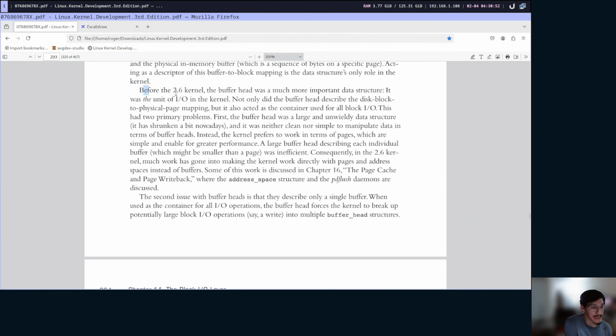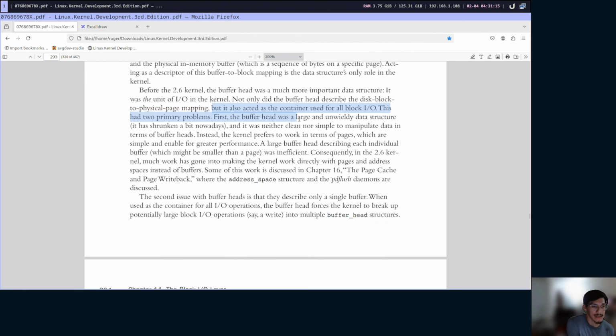Before the 2.6 kernel, the buffer head was a much more important data structure. It was the unit of I/O in the kernel. Not only did the buffer head describe the disk block to physical page mapping, but it also acted as the container used for all block I/O. This had two primary problems.